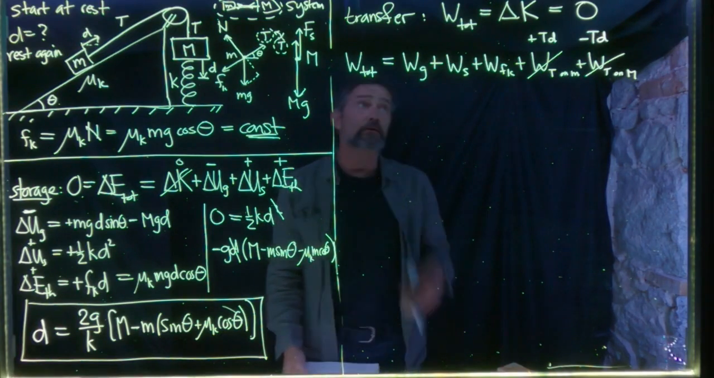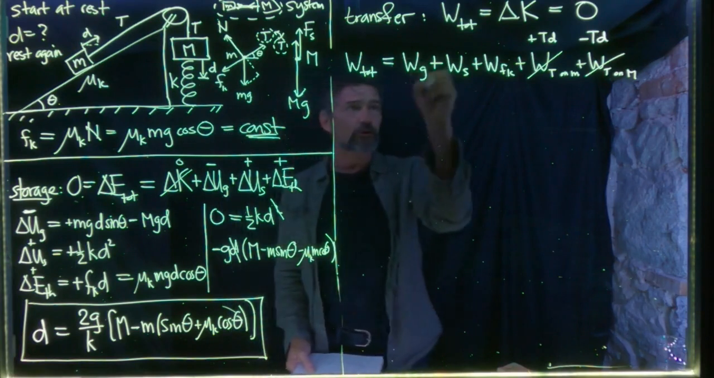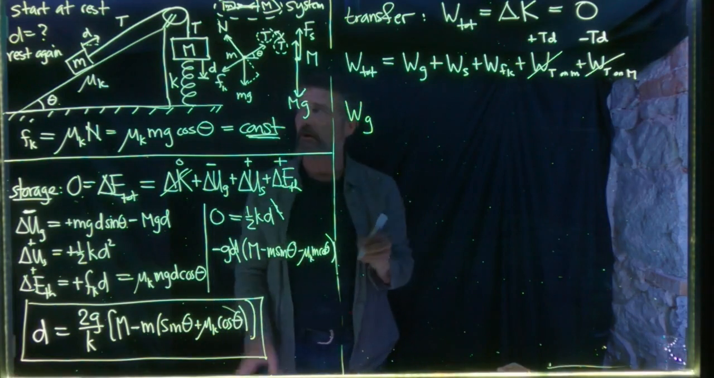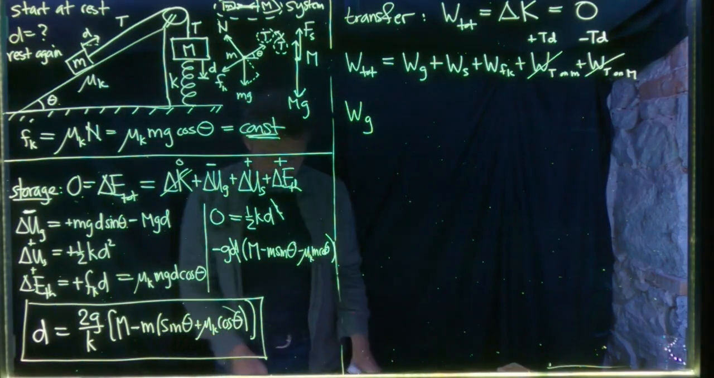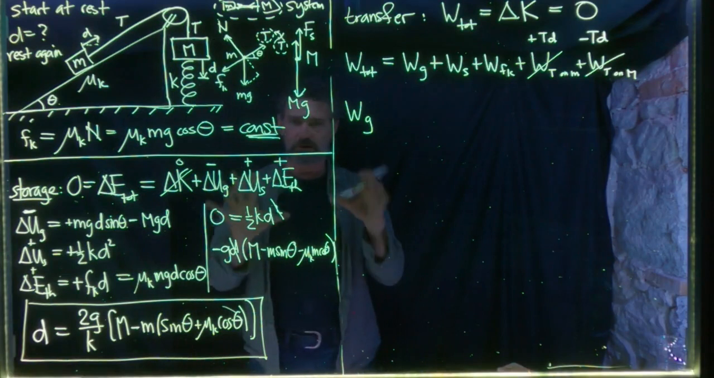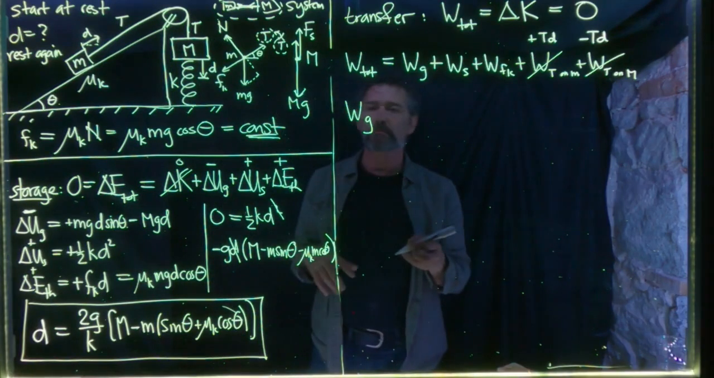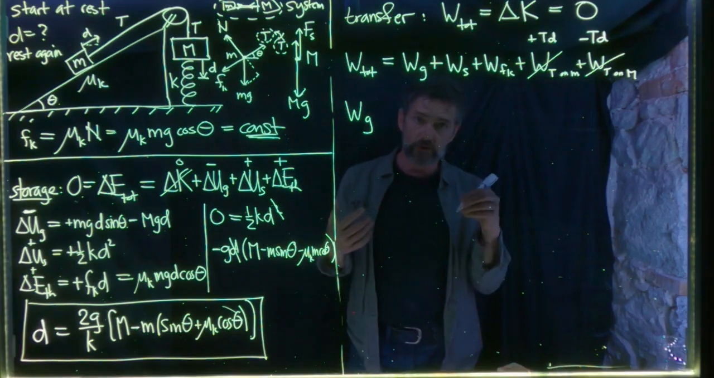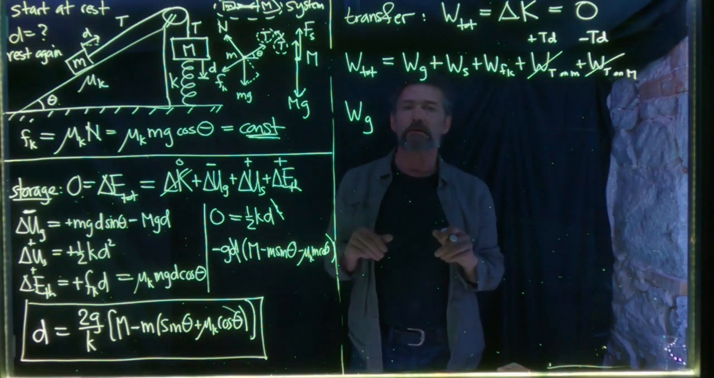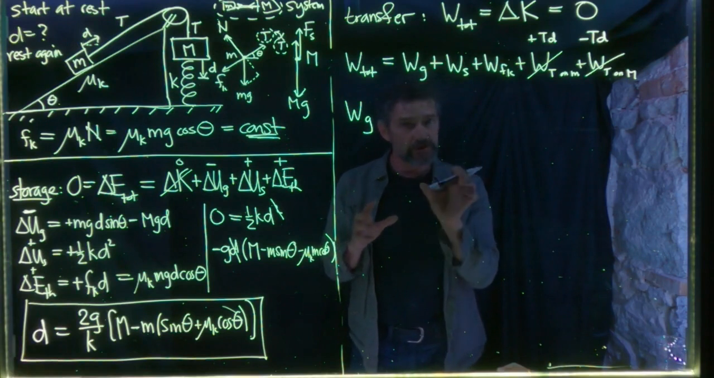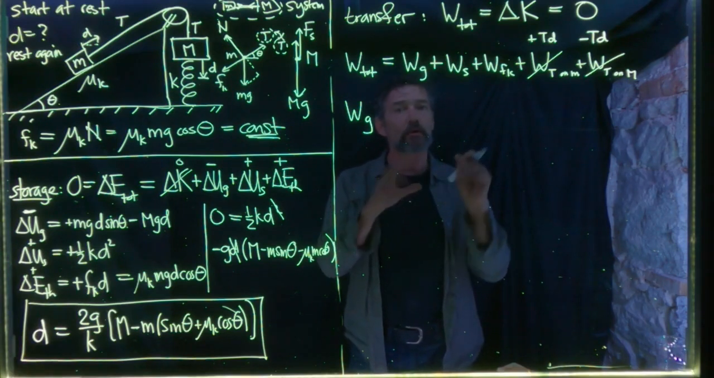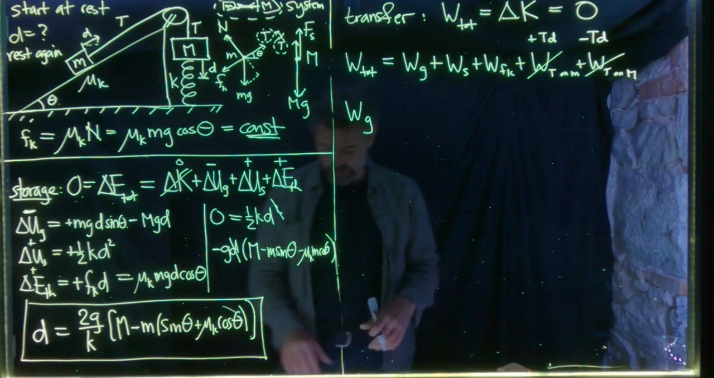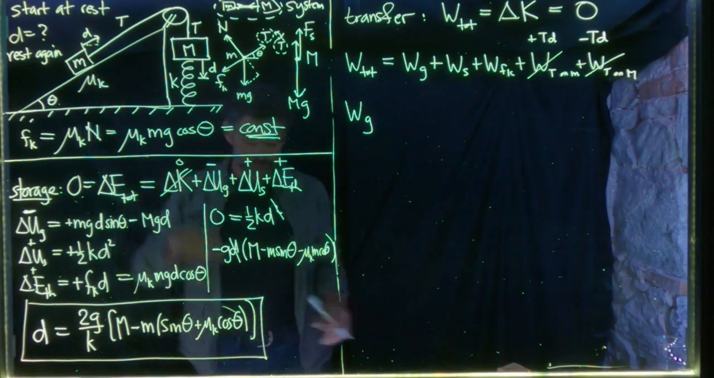So now we need to work out these work terms. So there's the work done by the gravitational force on both of these masses, and I'm going to do this sort of pictorially. The work done by a force is usually an integral, but when the force is constant, then it's simply the constant force vector dot product with the finite displacement. So the work done by gravity on little m, what's that going to be?